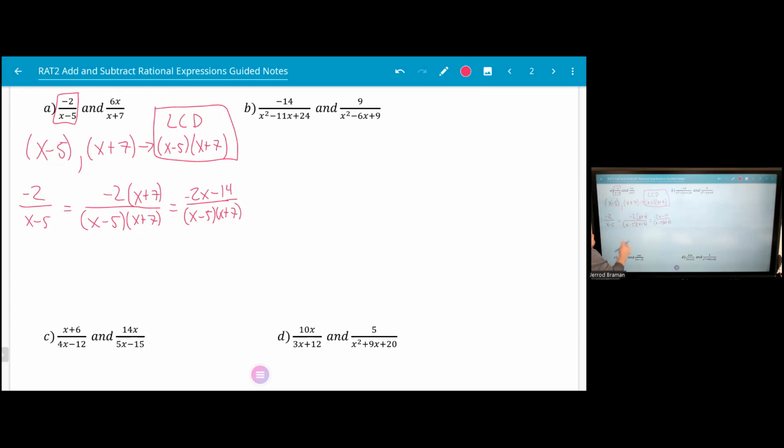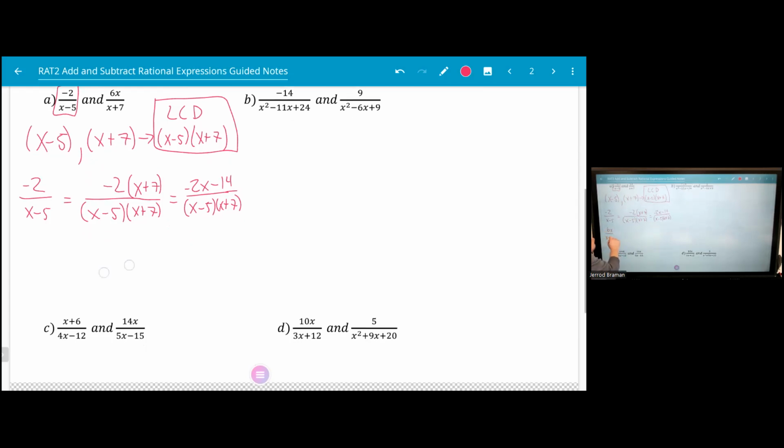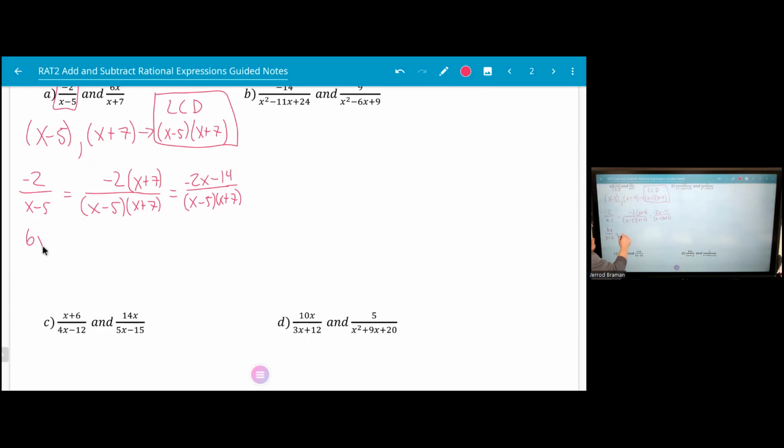Let's take this one. We have the 6x divided by x plus 7. Well, I need to also make this x minus 5 times x plus 7. How do I do this? If I multiply the denominator by x minus 5, I also have to multiply the numerator by x minus 5.